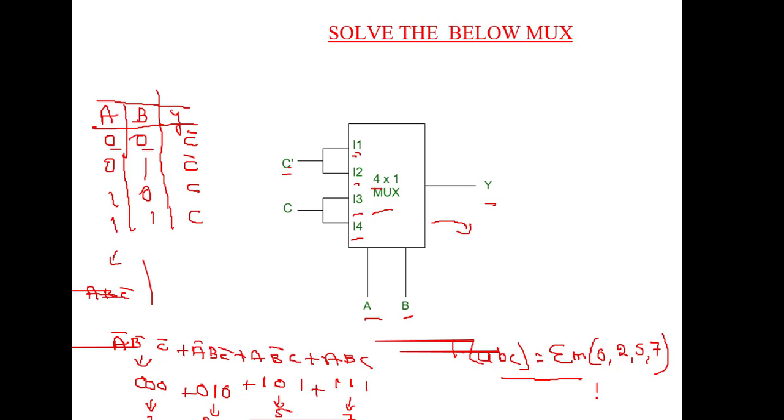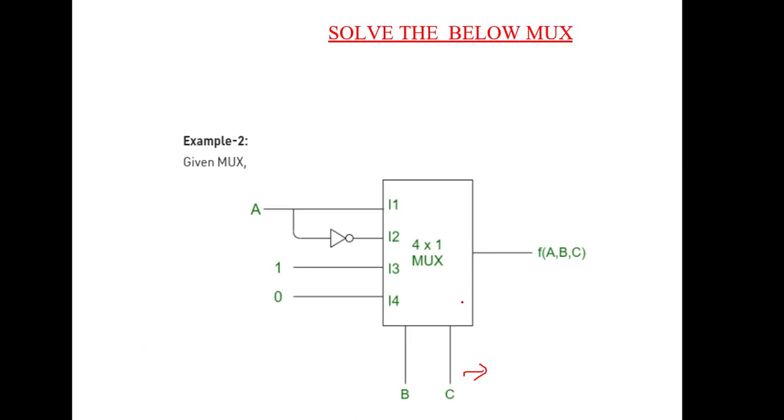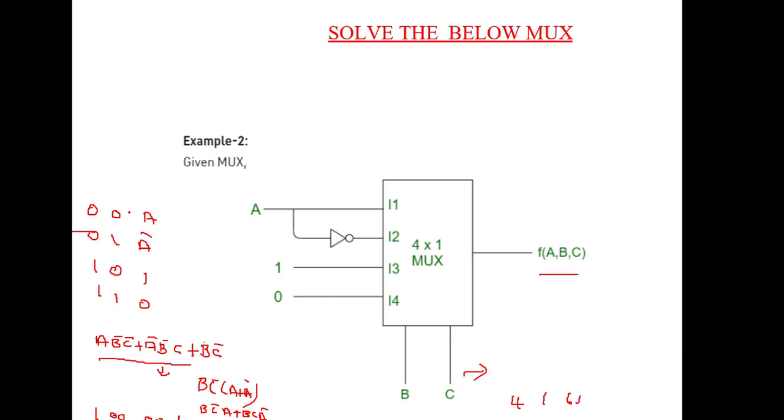You can simplify this further, but it is not required. Here our aim is the numbers given for this mux: 0, 2, 5, 7. To solve, first go for the truth table from the selection of I1, I2, I3 and I4, then go for the equation and then convert into numbers. It is a function of ABC, and given is A to I1, A bar to I2, 1 to I3, 0 to I4. A is 0 0, B and C you can take, so 0 0 is A, 0 1 is A bar, 1 0 is 1 and 1 1 is 0.